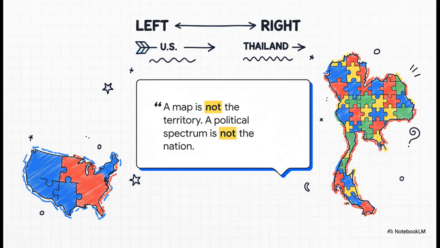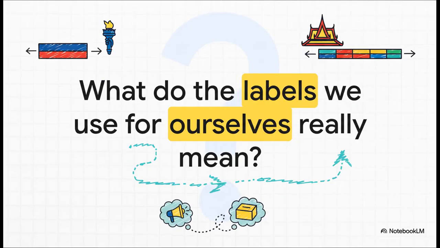It really brings to mind that old saying, a map is not the territory. And that's exactly what's happening here. Our political spectrum is a handy map that helps us get our bearings, but it can never, ever capture the full, complex, and messy reality of a nation's political life. And that kind of leaves us with one final thought to chew on. If a simple line on a chart can't even begin to define a whole country's politics, what does that say about the simple labels we're so quick to slap on ourselves and on each other? Maybe the real point is to use these tools not to find easy answers, but to start asking better questions.